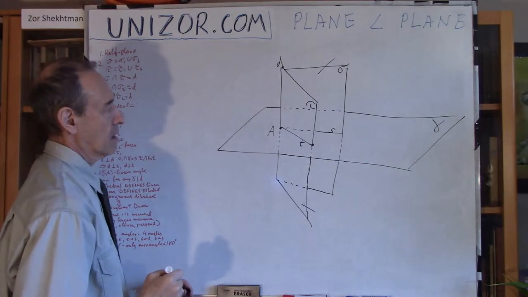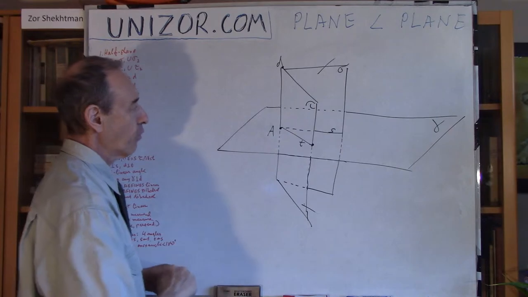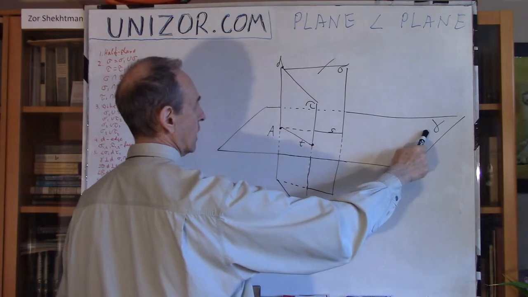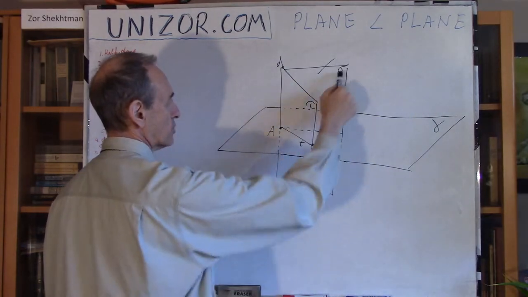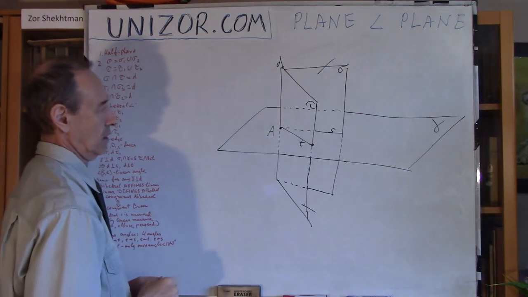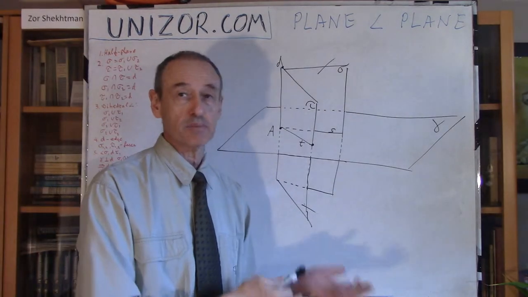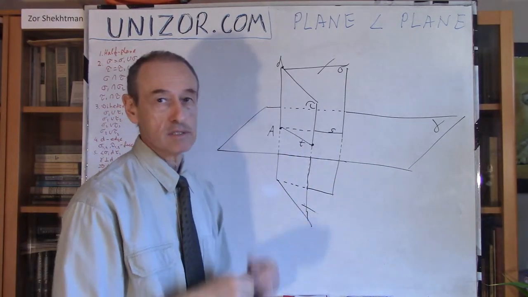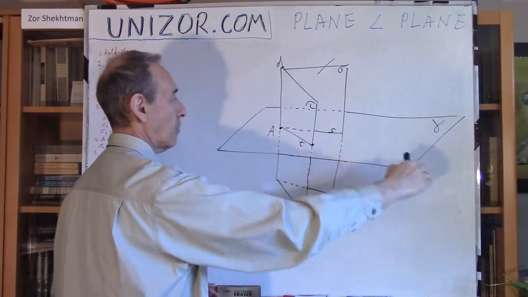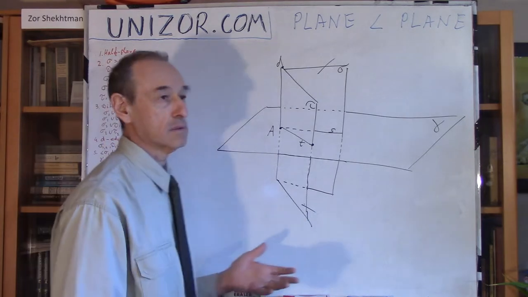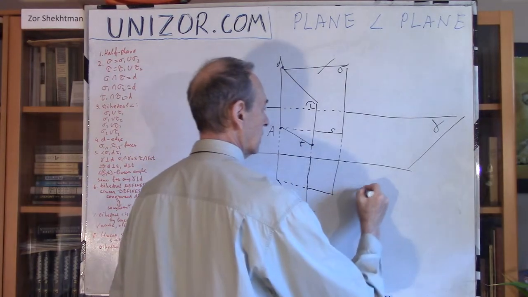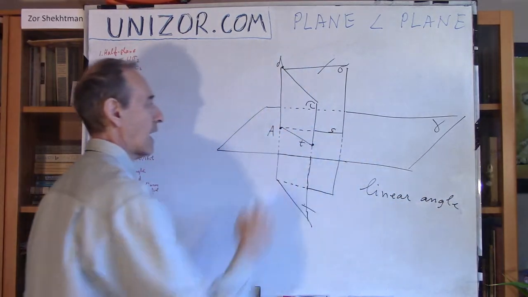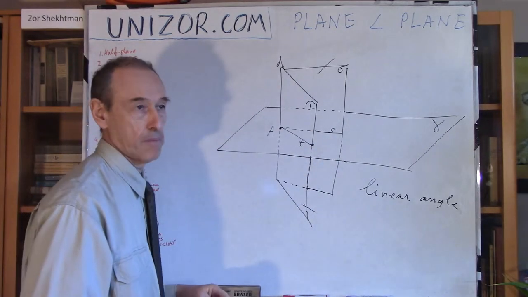Now, the angle which is formed by lines S and T, of the intersection of the plane gamma perpendicular to the edge and corresponding faces of the dihedral angle, is a plane angle because these are two lines intersecting at point A, so they belong to the plane gamma and form a certain angle. This angle is called a linear angle of the dihedral angle given before.